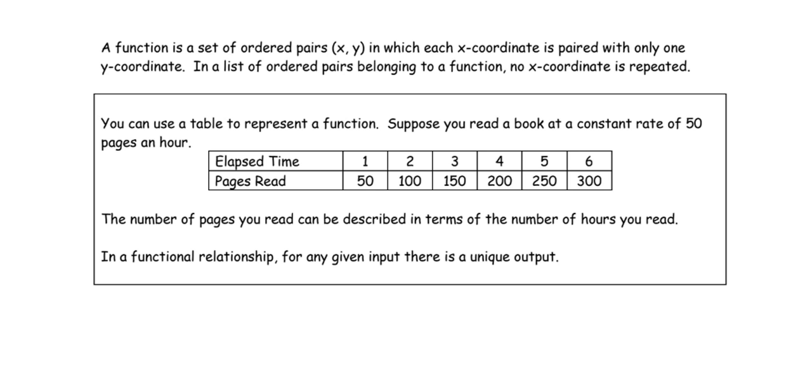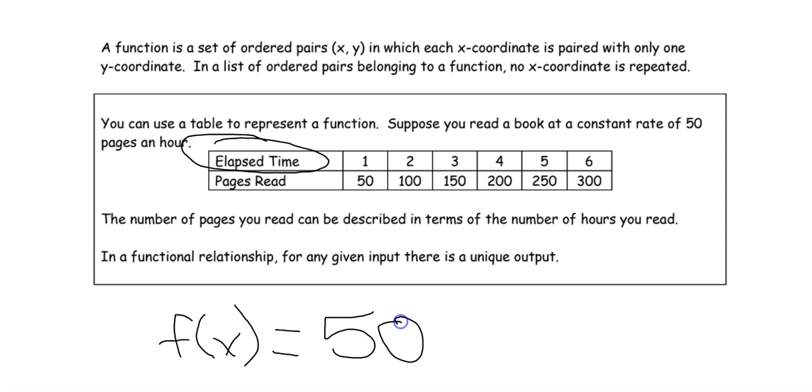If I put that in function notation, I could say that my function in terms of x, which is time in hours, is equal to 50 times the amount of time that has gone by. So if I plug in 1 hour, I get 50 pages read. If I plug in 2 hours, 50 times 2 is 100. 3 hours, 50 times 3 is 150, and so on and so forth. And you can see that function now has been created.